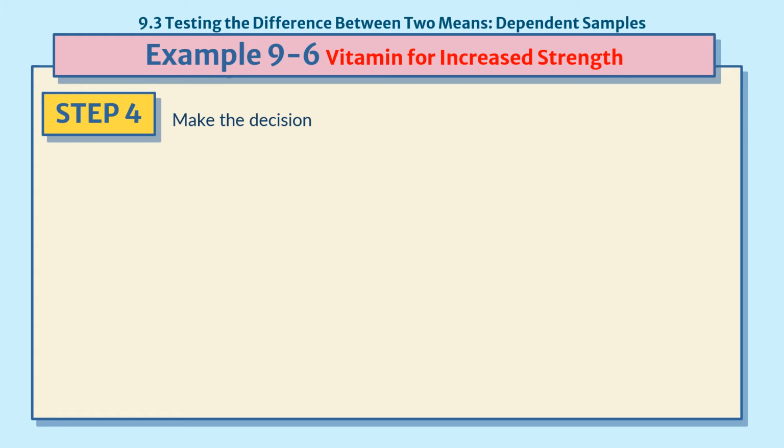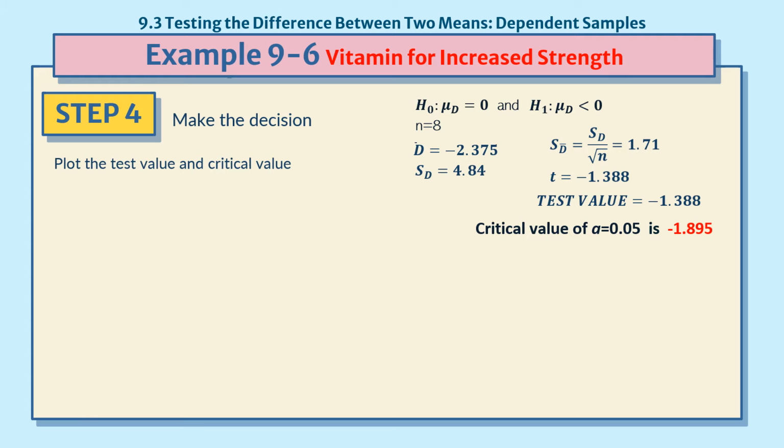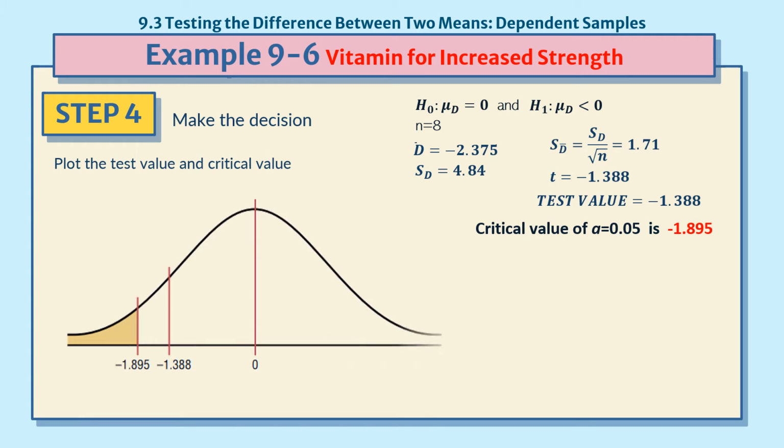And now, we proceed to the next step, step 4, make the decision. We plot the test value and the critical value. And these are the values that we got from step 3. We have the critical value of negative 1.895 and the test value is negative 1.388. And this is our curve. And this part is the non-critical region, or do not reject region. And our test value is negative 1.388. And our critical region, or the reject region, is negative 1.895.